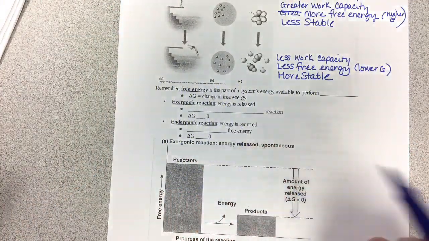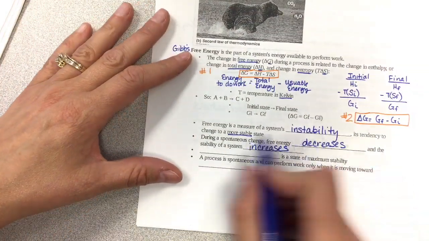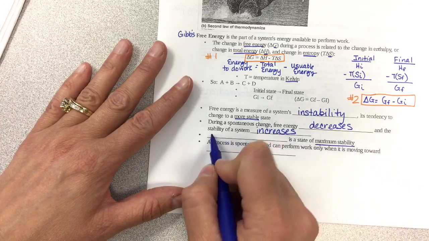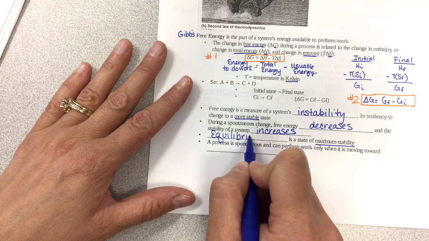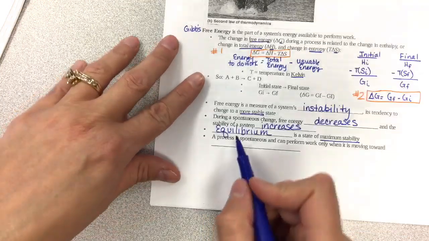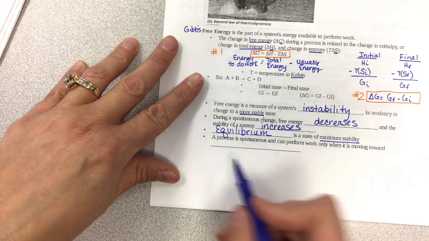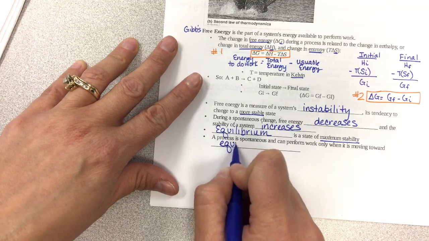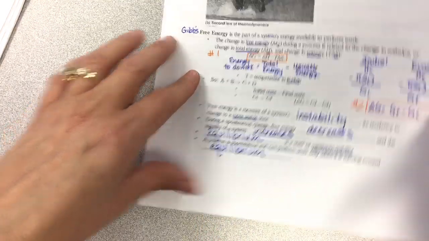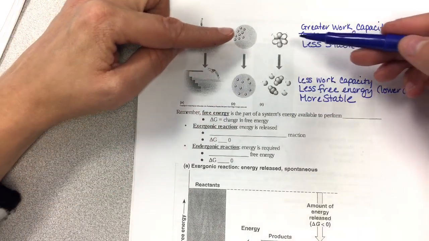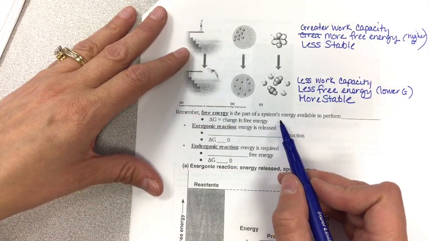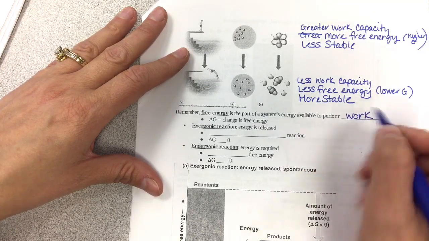But once we get to a stable state, no work can be done. And so free energy is a measure of the system's instability, and we rely on that to be unstable. When we have maximum stability, that's when equilibrium is reached. We don't really want equilibrium to be reached because then no work can be done. And so a process is spontaneous and can perform work only when it's moving towards equilibrium, like this process here, from less stable to more stable. So remember, free energy, that G, is the part of a system's energy available to perform work. So that's the change in free energy.